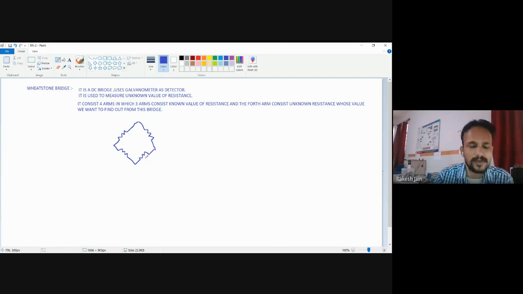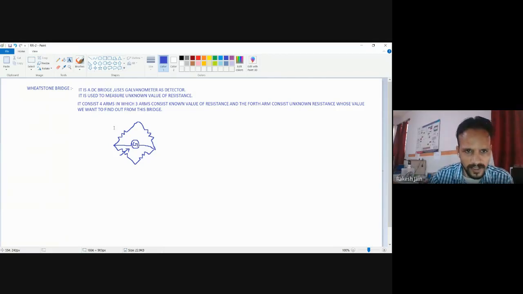The circuitry is completed when we connect a detector element in between them, and we know which one is the detector element: a galvanometer. For the galvanometer I use the abbreviation G. So G for galvanometer is connected. These are the four arms, 1, 2, 3, 4, in which a galvanometer is connected. Now one resistance is variable, and the variable resistance symbol is this one. Variable means we can change the value of this one by sliding it.